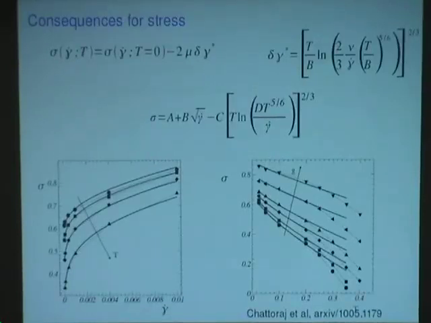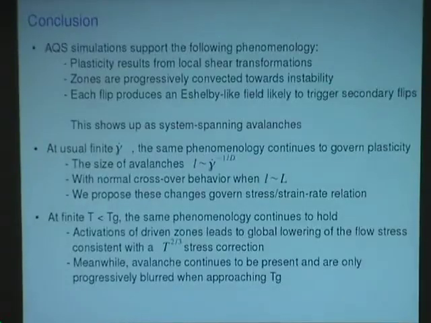I'll just finish on this. One word of conclusion is that we think that at low temperature, we continue to see avalanches. We continue to see a lot of the phenomenology that we learned from AQS simulation, with a shift which is due to the thermal activation over a decreasing barrier.